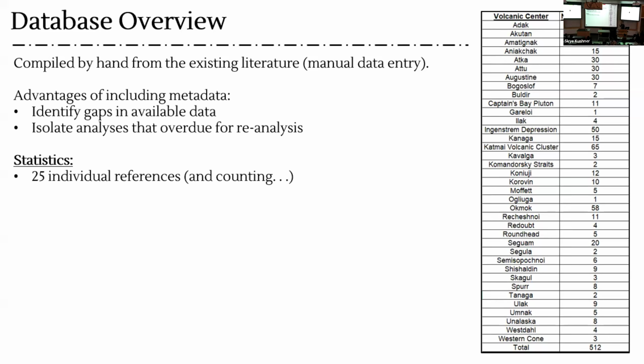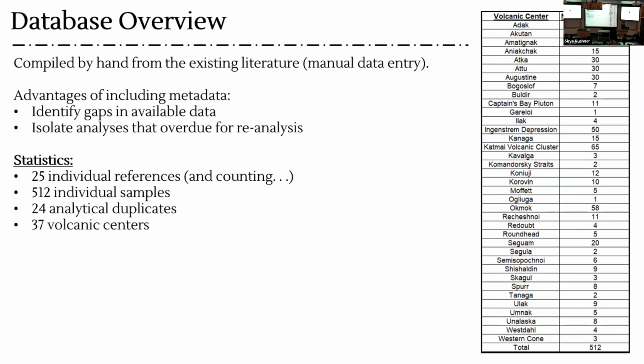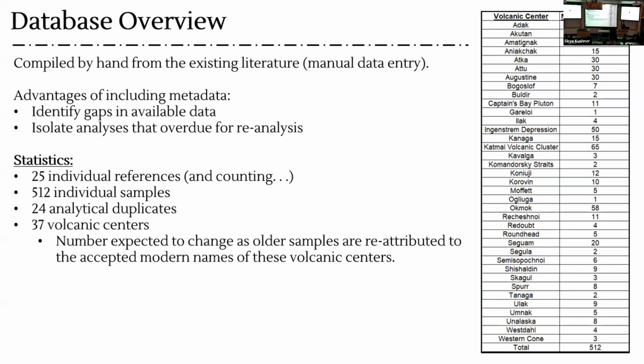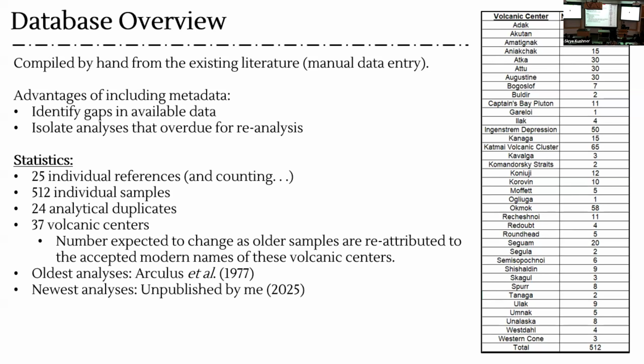Some statistics quickly: I've got 25 individual references and counting that I've added, 512 samples, 24 analytical duplicates from literature, and 37 volcanic centers. But I expect this number to change because some of the names are old names, or they're an individual center that might get agglomerated into a complex. So that's all potentially going to change in the future. The oldest analysis included is from 1977, Arculus et al., and the newest analyses are unpublished ones by me that I've done this year at the Keck Laboratory at OSU.